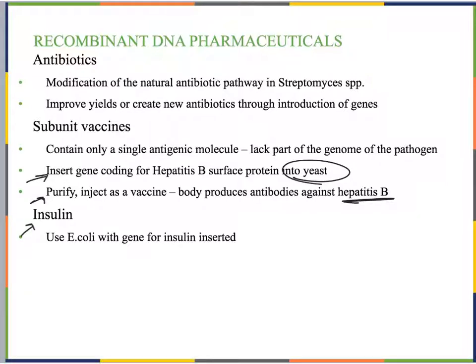And then also insulin. We've already spoken about this quite a bit. We're using E. coli and then putting the gene for insulin into it, and then we make lots of copies of E. coli. It doubles every 20 minutes, so we get lots and lots of insulin that way. So these are just some of the ways that we can take these processes that we've just spoken about and then apply them to kind of things that are happening every day. So making antibiotics, making vaccines, making insulin for diabetics.